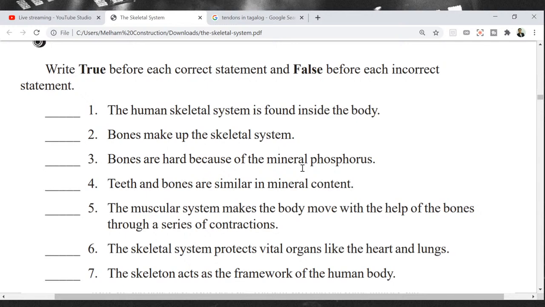So, number two, bones make up the skeletal system. True. And number three, bones are hard because of the mineral phosphorus. False. Hard siya kasi dahil sa calcium. Teeth and bones are similar in mineral content. True. Pareho silang buto eh. The muscular system makes the body move with the help of the bones through a series of contractions. True. The skeletal system protects vital organs like the heart and lungs. True. The skeleton acts as a framework of the human body. True.